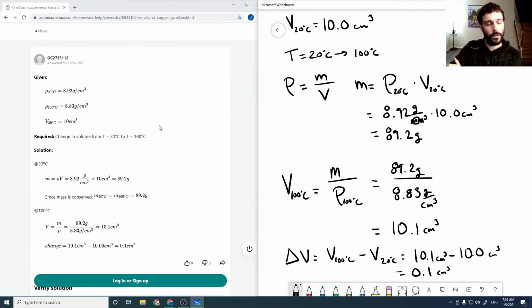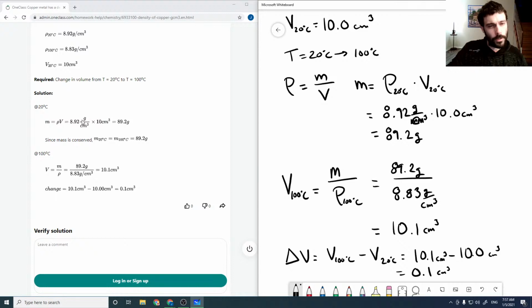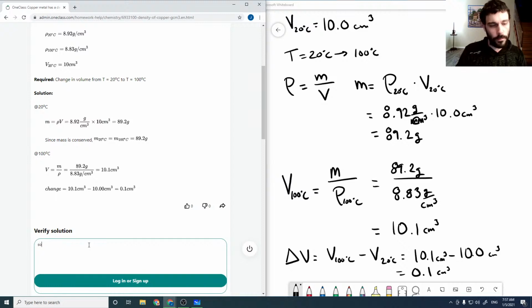Checking through our solution here, we used our density equation to compute our mass, and then our density equation to compute our new volume, and then we can compute our change. So that was good.